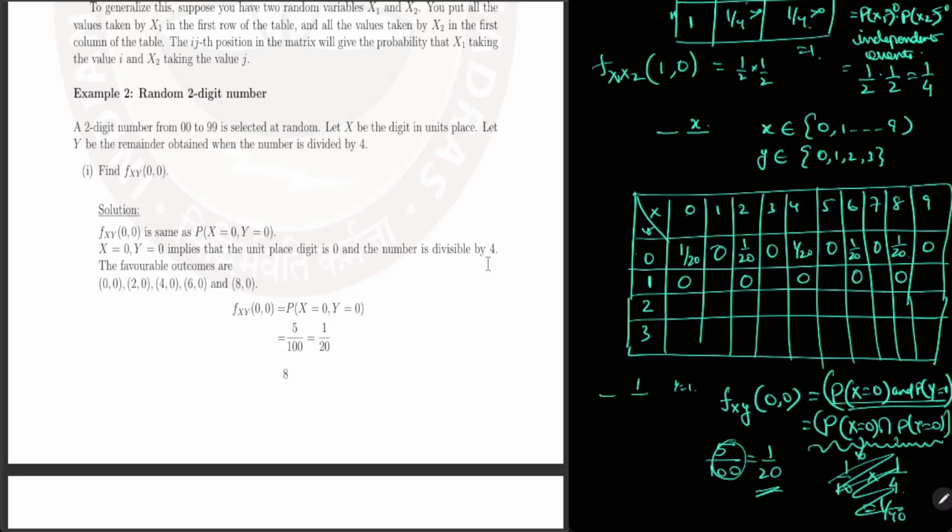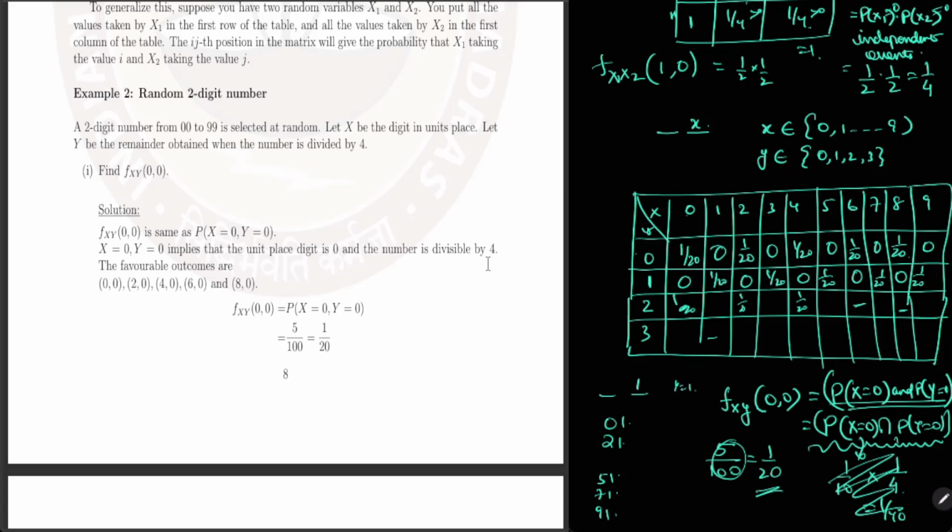Now x is 1 and the remainder is 1. So 11 no, 21, 31, 51, 71, 91, 1, 2, 3, 4, 5, 6, not 31, 5. So 1 by 20, 1 by 20. Similarly, we can fill it everywhere. So there will be 1 by 20 here, 1 by 20, 1 by 20, 1 by 20.